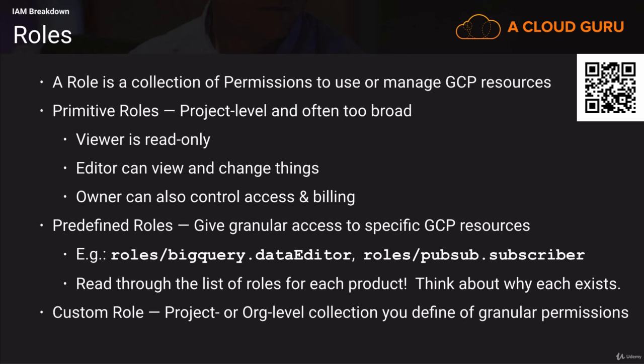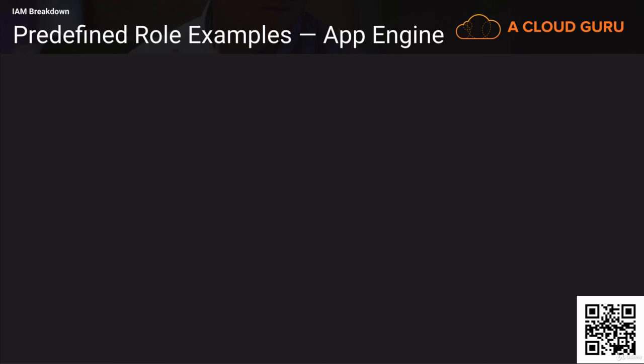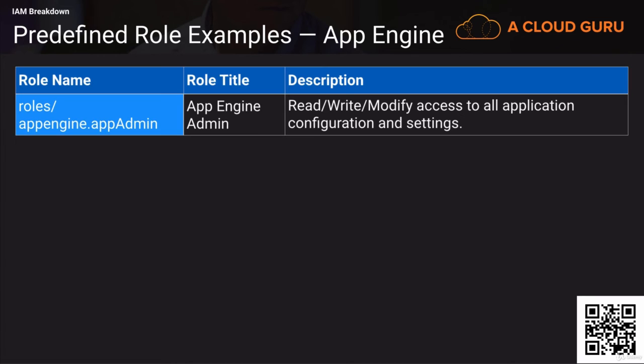Alright, I said that it's very important to read through the list of predefined roles, so as an example, here are the ones for App Engine. The first role is the admin. This lets you do everything in App Engine. Read, write, modify access to all application configuration and settings.